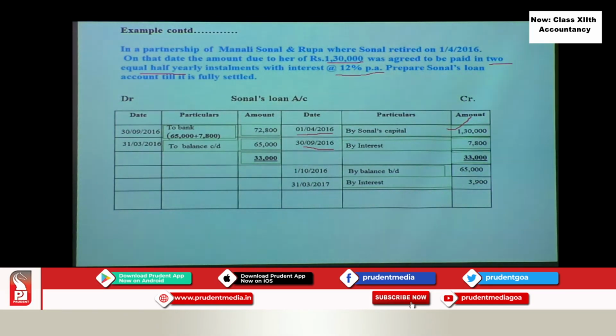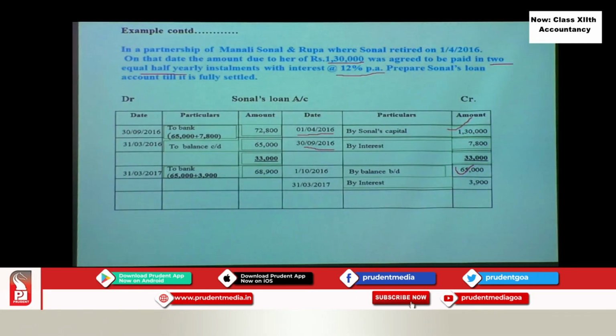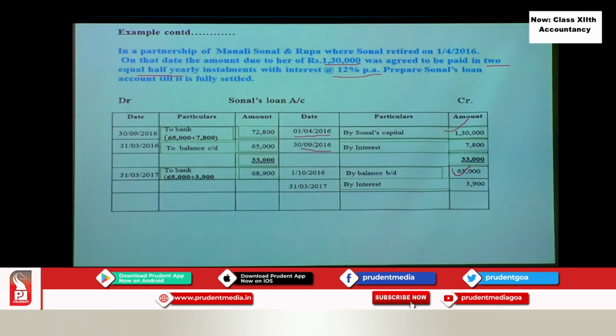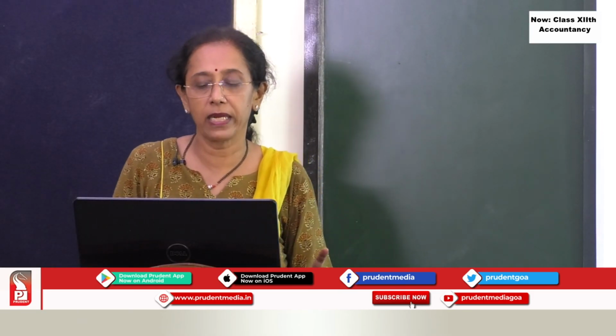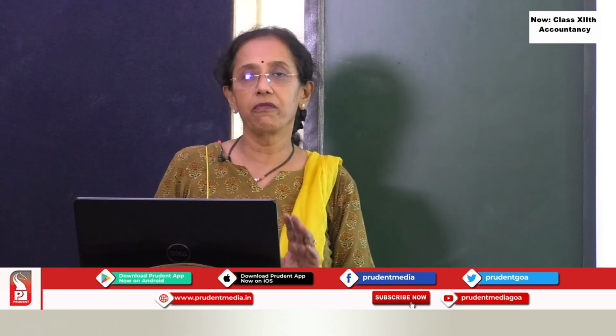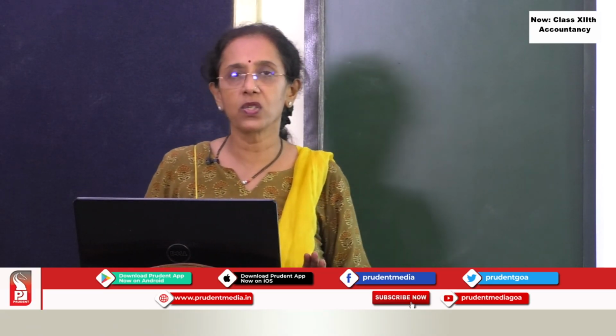Try to understand this. Okay. On this amount, only 65,000 is due, no? So on that amount, the interest at the rate of 12%, that is 12 upon 100, into the period, that is 6 upon 12. So what we get is 3,900, and then it is debited to bank. Okay, 65,000 plus 3,900, and 68,900 is the payment made to Sonal, and with this the account gets closed. And this is how we prepare a partner's loan account.